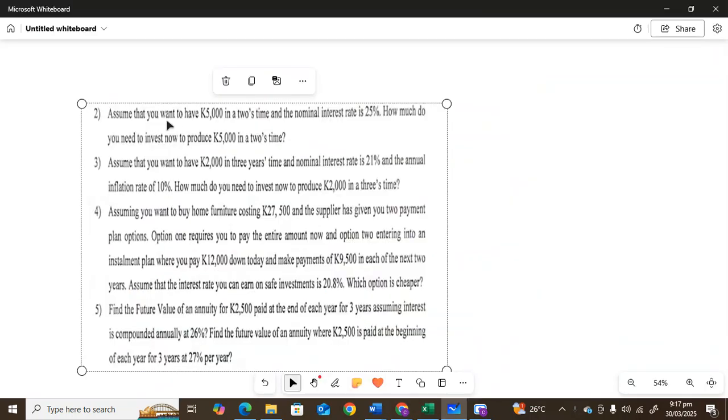It says, assume you want to have 5,000 in 2 years' time, and the nominal interest rate is 25%. How much do you need to invest now to produce 5,000 in 2 years' time? So here basically, before I answer, maybe let me ask you, what are we trying to find here? What's the question asking us to find?